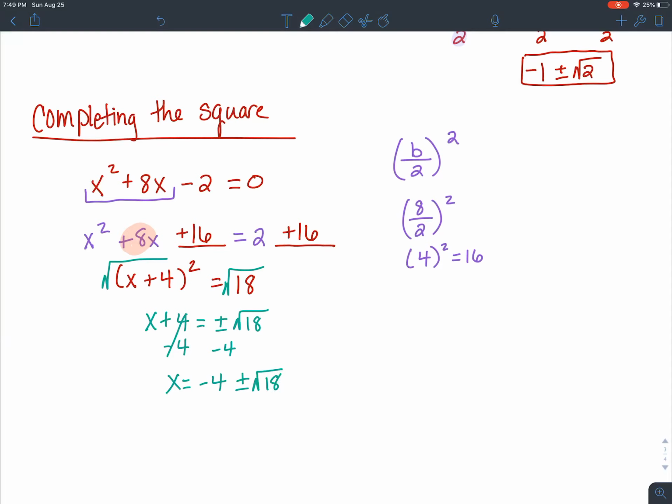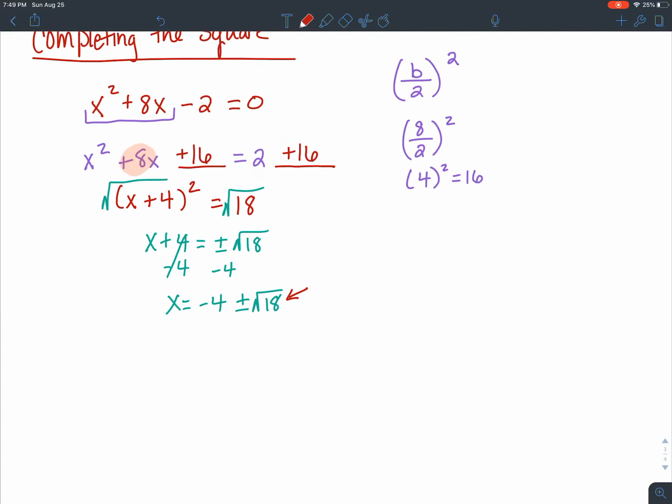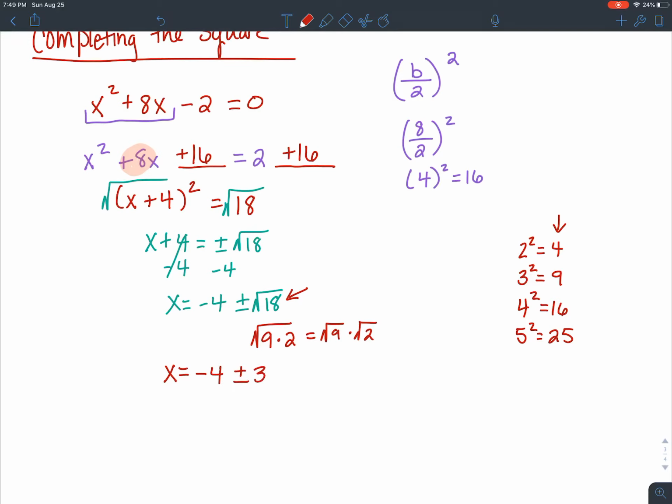But guess what? That can be simplified. We got to jailbreak this. So when I say perfect squares, the first perfect square is 4. 3 squared equals 9, and so on and so forth. These are my perfect squares. 9 goes into 18. There's not anything bigger because 4 squared equals 16. That doesn't go into 18. And then 5 squared is too big. So the perfect square is 9 times 2, which is the same thing as root 9 times root 2. Guess what root 9 is? 3. Negative 4 plus or minus 3 root 2.